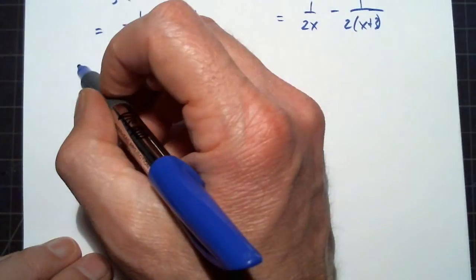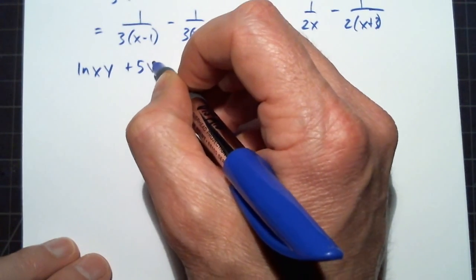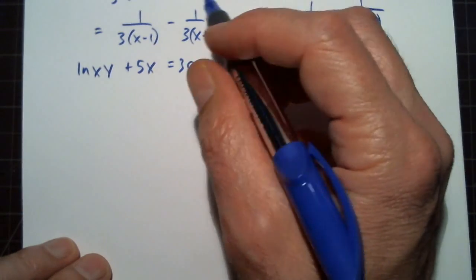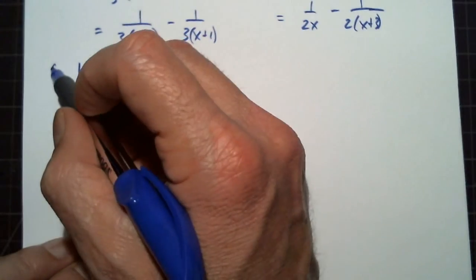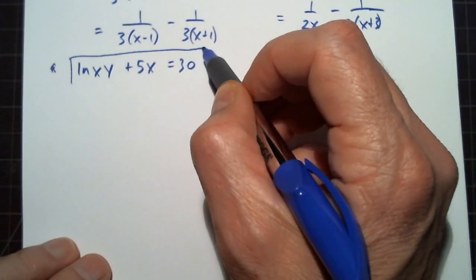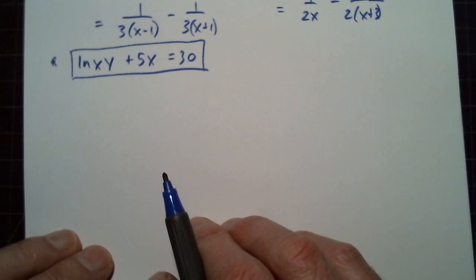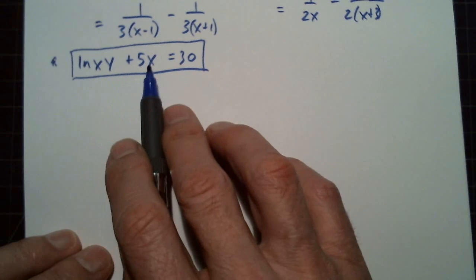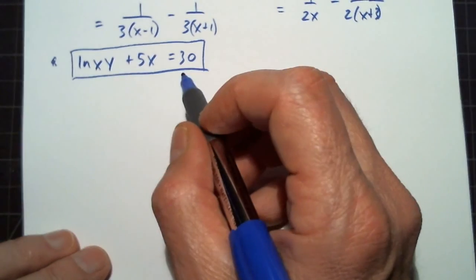And then we can't forget about the product rule. Oh, not the product rule. This is an implicit equation. So we need implicit differentiation because the x and the y are not separated. So find y prime.